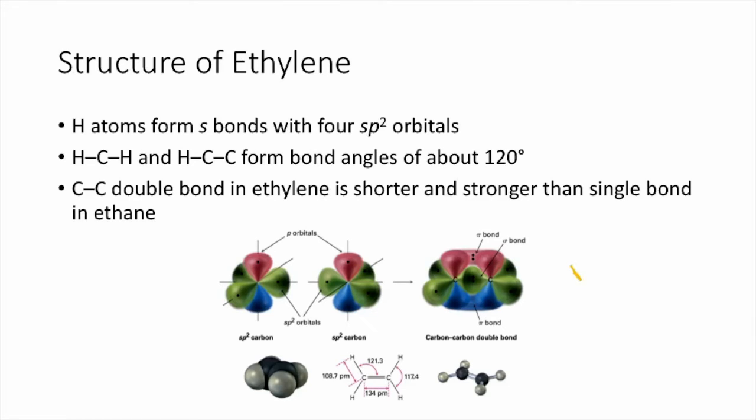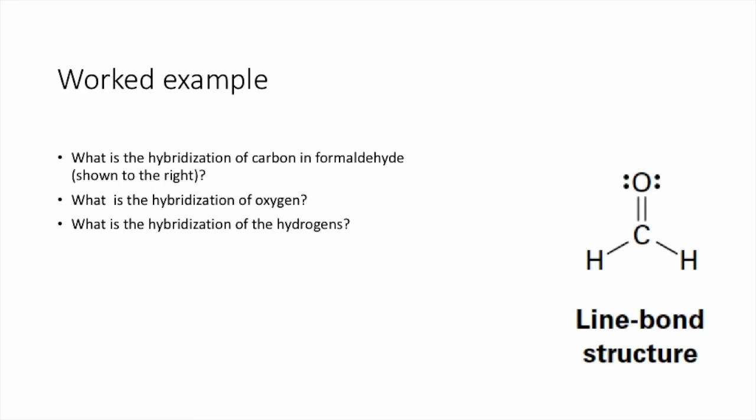So the thing to remember here is a double bond is made up of one sigma bond and one pi bond. And the pi bond is formed by the overlap of unhybridized p orbital, where the sigma bond uses the hybrid sp2 orbitals. So let's look at an example.